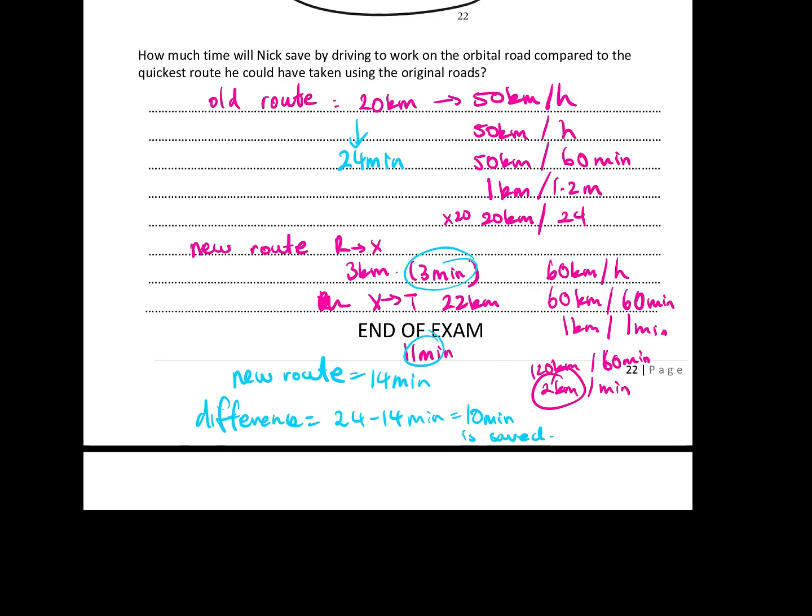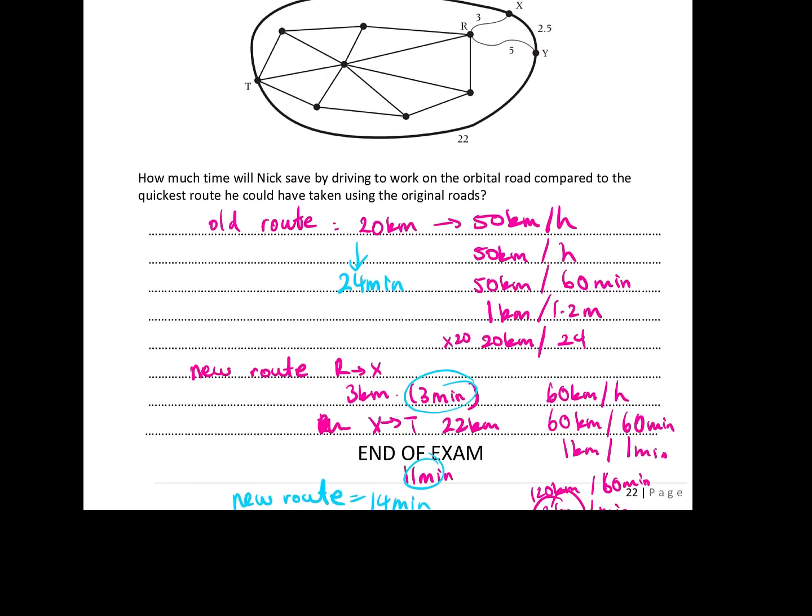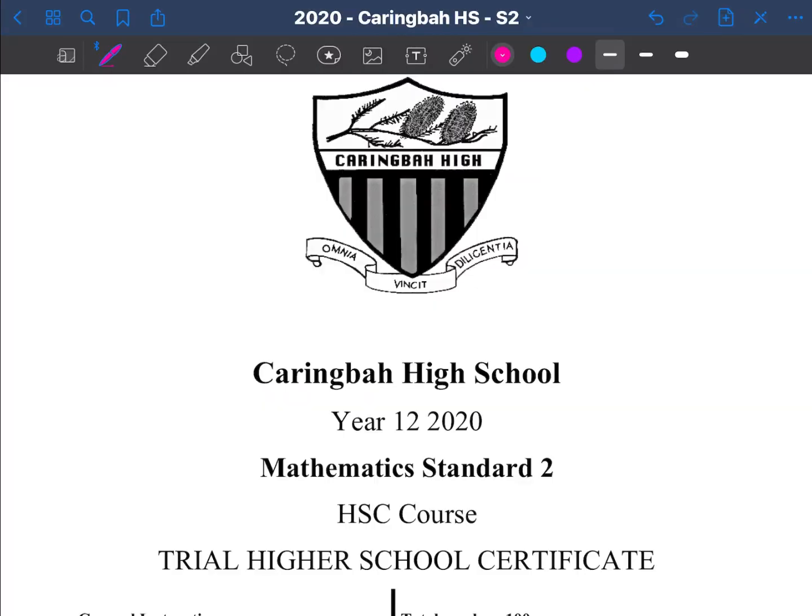Alright, and that's the end of the exam. Please, with extra time, always go back and double check your answers. The ones I really recommend you go back and check are your networks questions. It's always good to see them again, after having completed them 10 or 15 minutes later, just to make sure you've got the right minimum lengths.